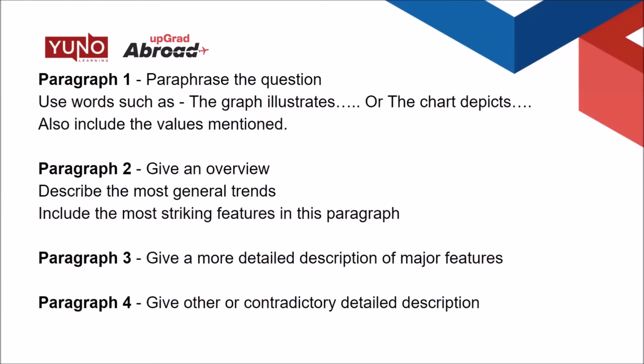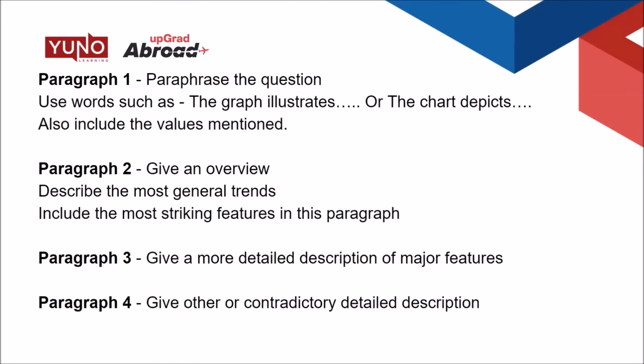Mention the years. Or maybe if it's about two different years, something about 2000 is given, something about 2010 is given. Or if it's a prediction about the future also, just mention that. And in case there are some values, if the information is given in percentage or dollars or euros, whatever it may be, you mention that also. So in all, your first paragraph includes 2 or 3 sentences.